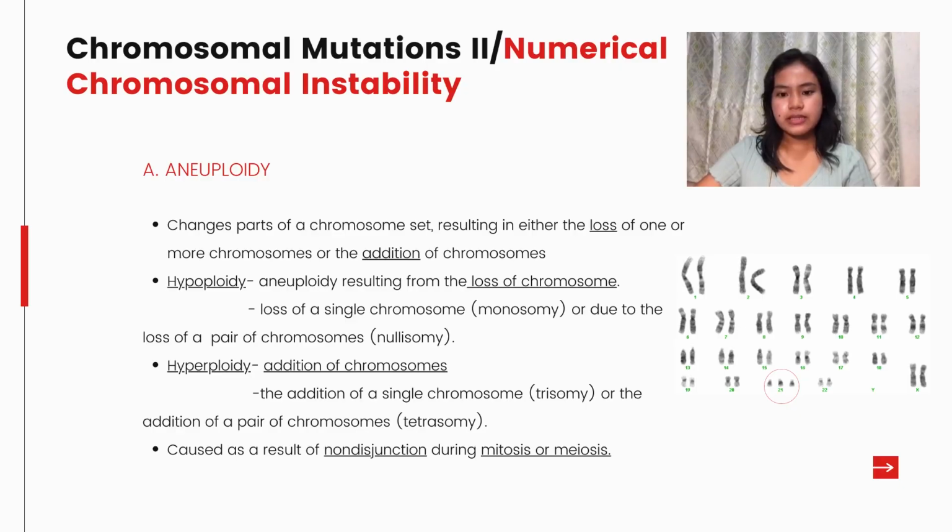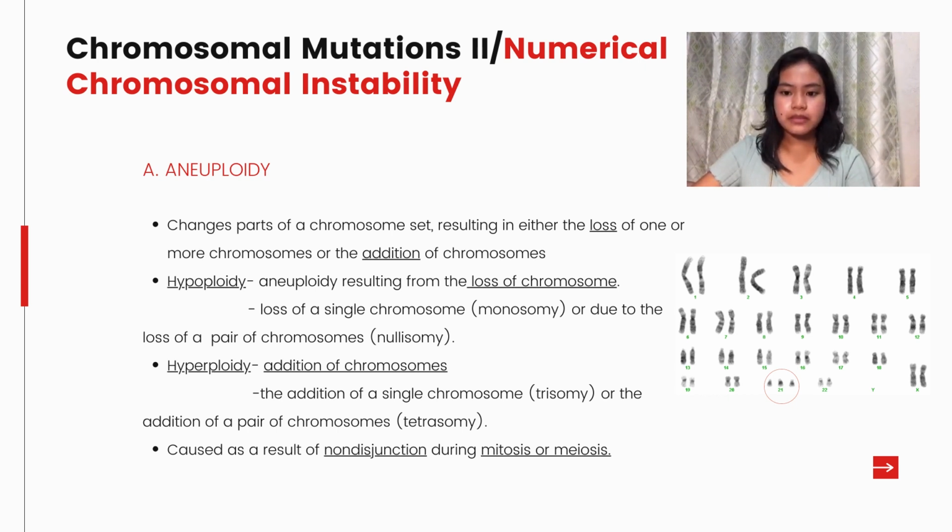The first category is aneuploidy. Aneuploidy is a type of mutation that changes parts of a chromosome set, resulting in either the loss of one or more chromosomes or the addition of chromosomes. Aneuploidy resulting from the loss of chromosomes is called hypoploidy, whereas that due to the addition of chromosomes is called hyperploidy. Hypoploidy usually occurs due to the loss of a single chromosome, or monosomy, or due to the loss of a pair of chromosomes, or nullisomy.